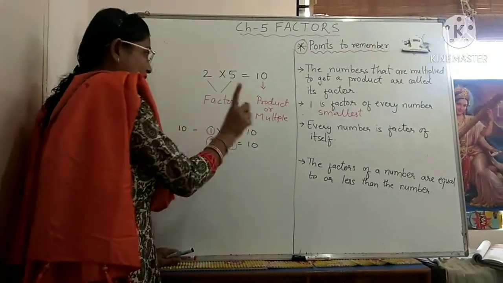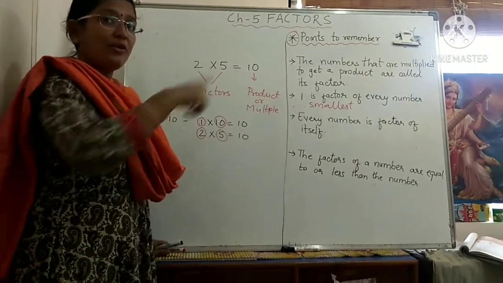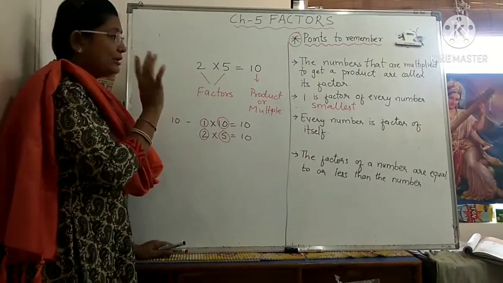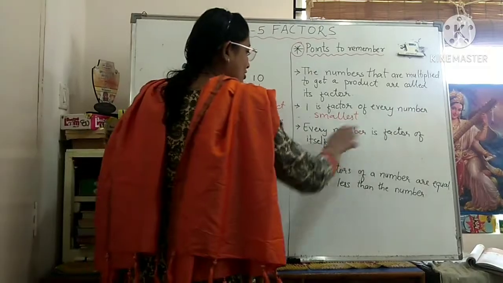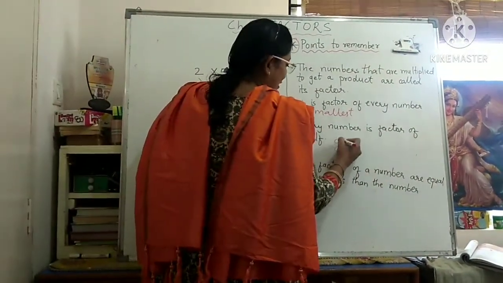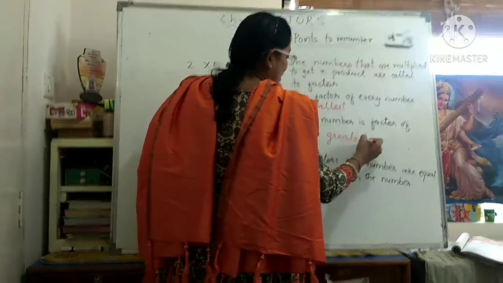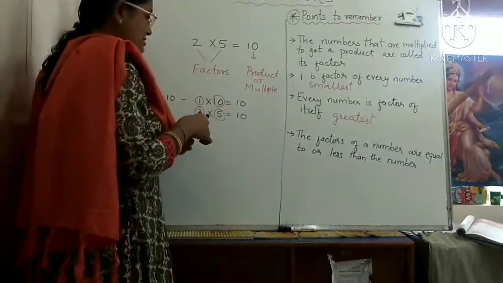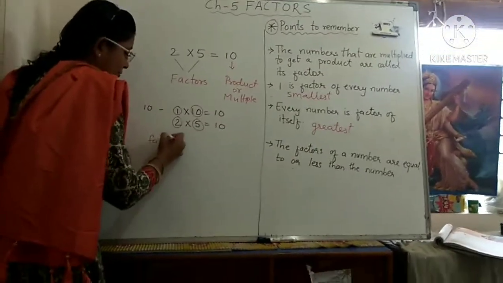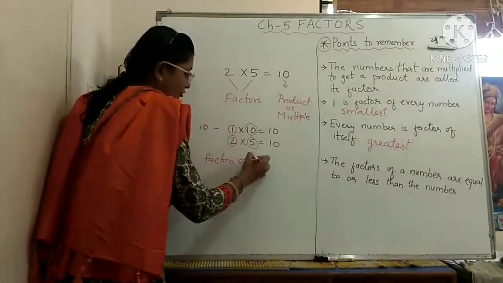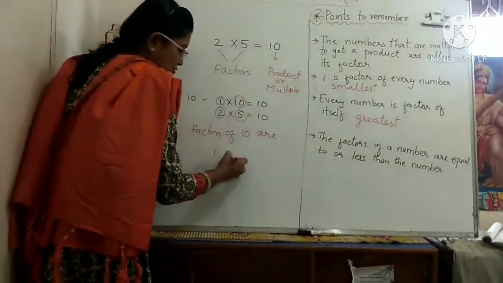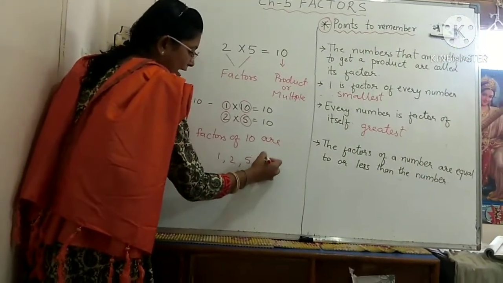Right? First point was 1 is a factor of every number, and every number is a factor of itself, and that is also the greatest factor. Right? The greatest factor means what? Means if you are writing here the factors of 10, what we have to write? Factors of 10 are 1, 2, 5 and 10.